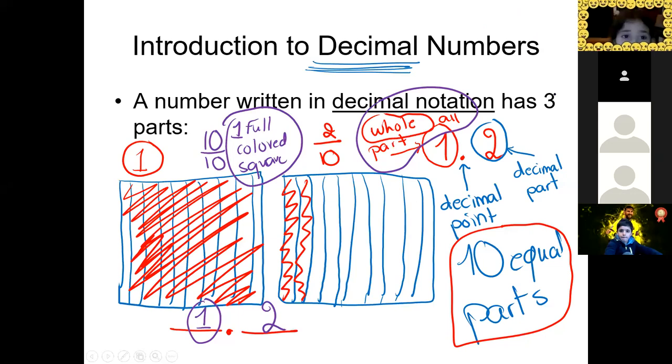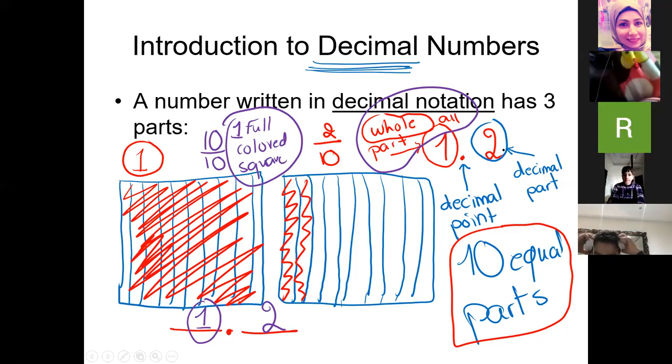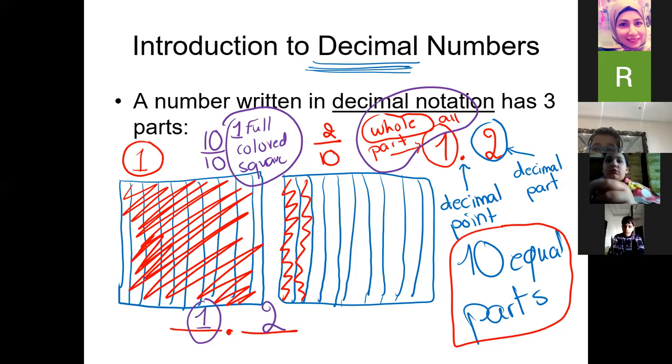Okay, now I get it. So 1 means 1 square is fully colored, whereas 2 means 2 parts out of how much is colored? 2 out of what? 10 parts. Excellent. That's it. 10. Because when we are talking about decimals, we divide the square into 10 equal parts. Okay, 10 parts.